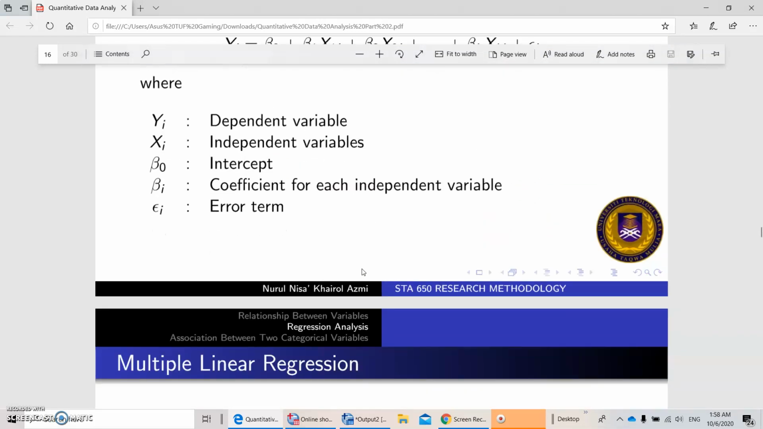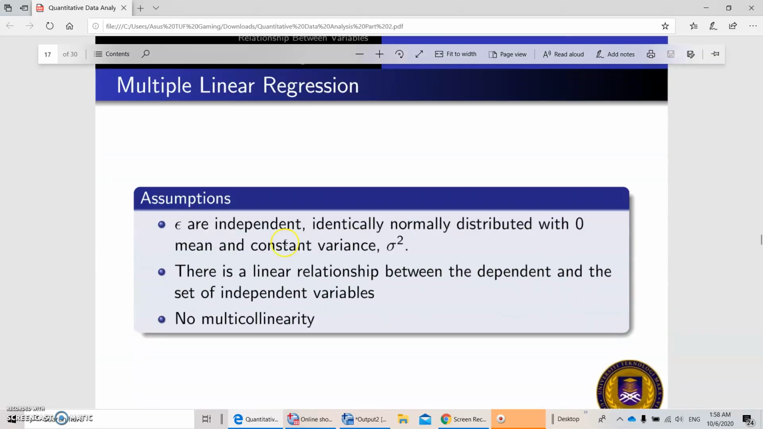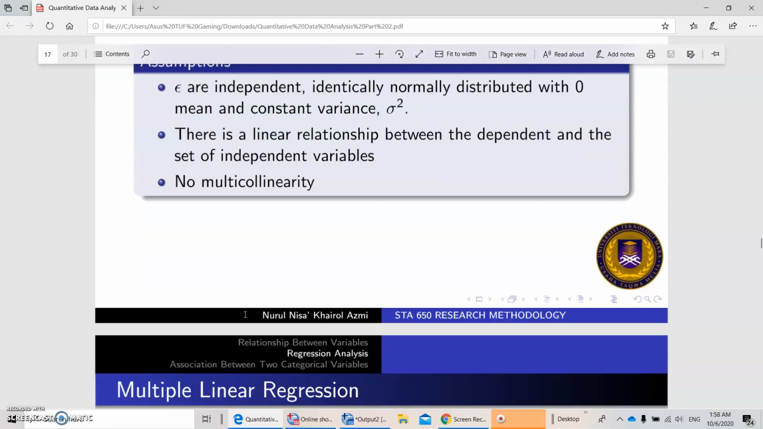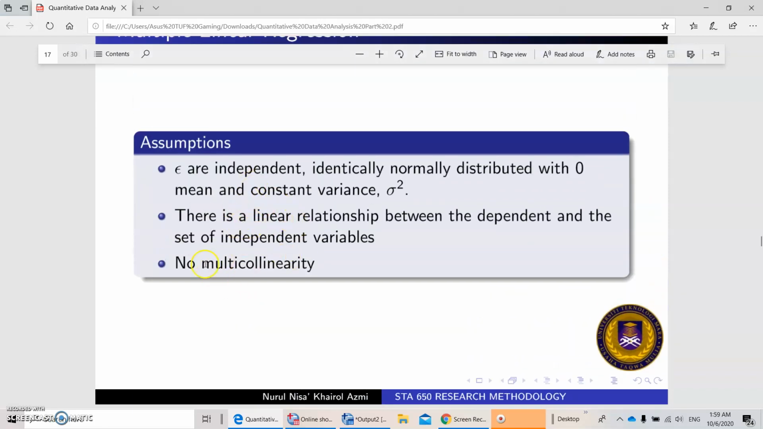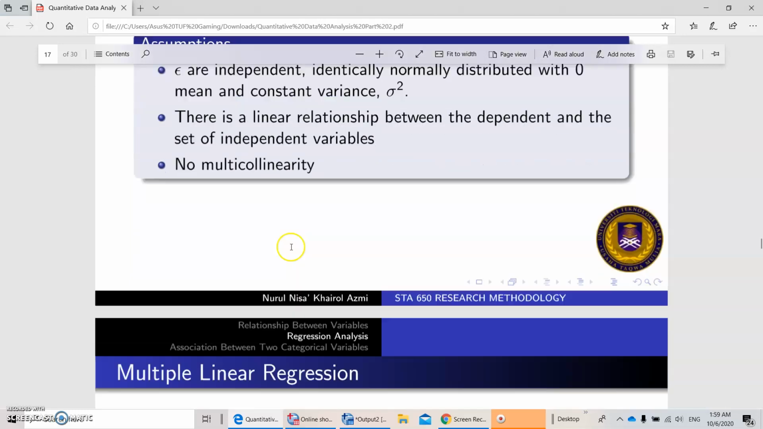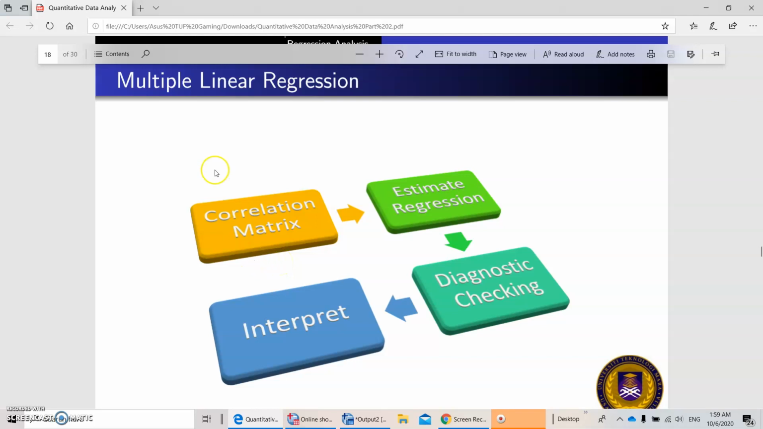To run the multiple linear regression, these assumptions need to be satisfied first. The error terms are independent, identically normally distributed with zero mean and constant variance. There is a linear relationship between the dependent variable and the set of independent variables, and there is supposed to be no multicollinearity between the independent variables. We will check whether all these assumptions are satisfied or not.